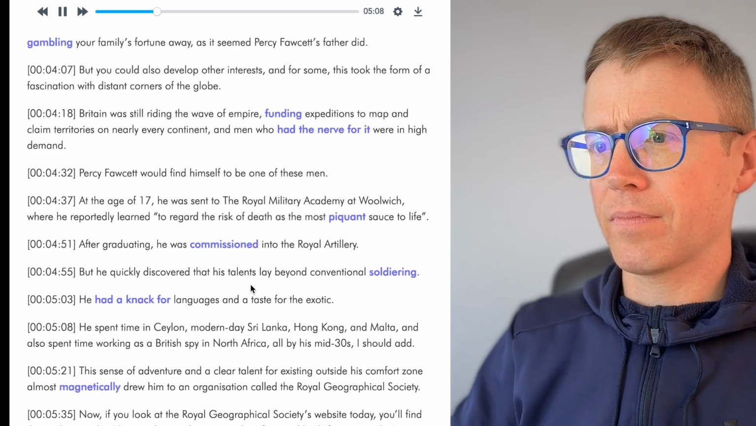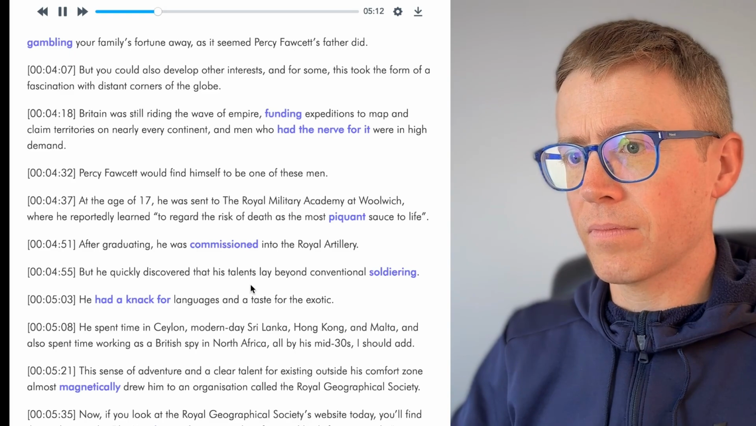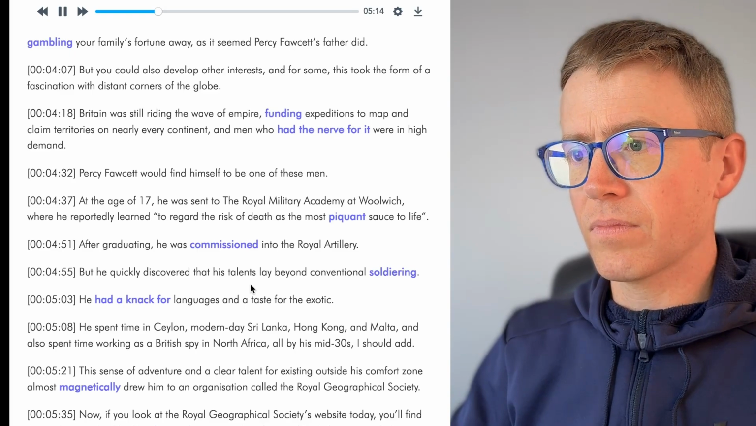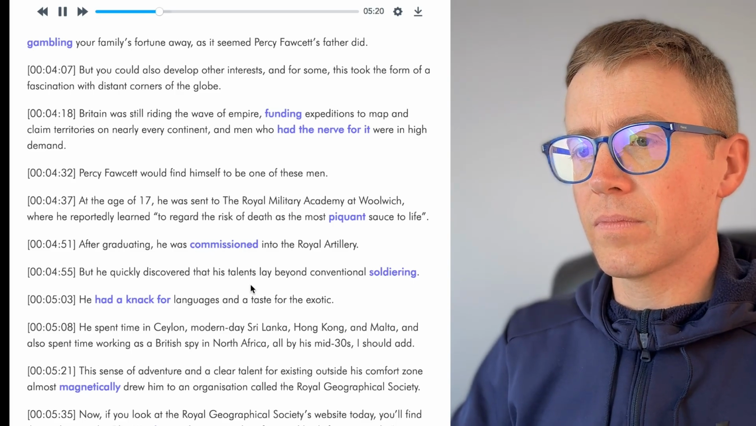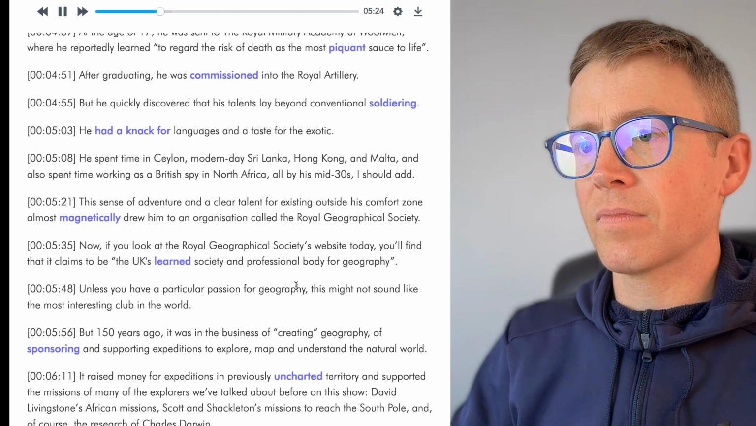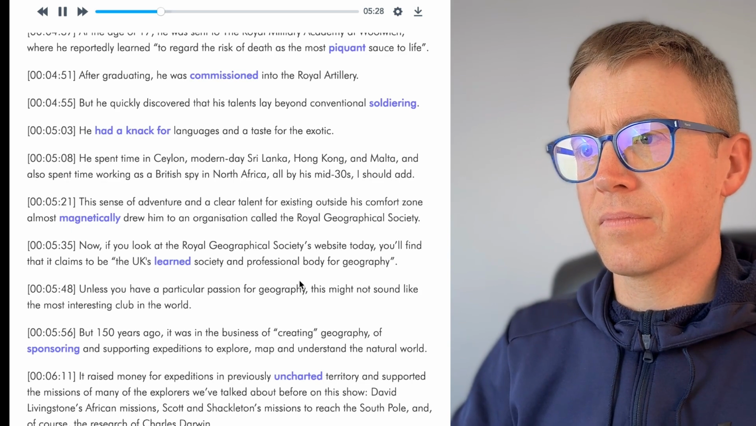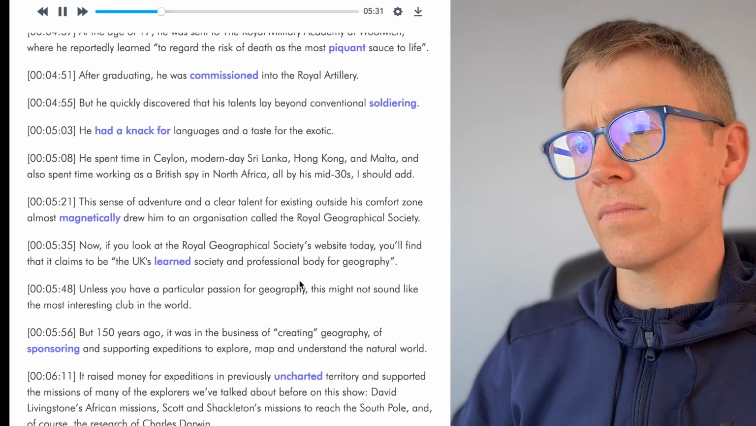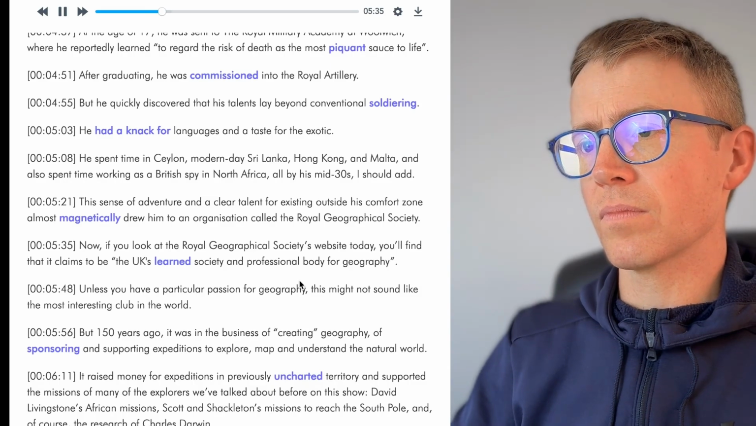He spent time in Ceylon, modern-day Sri Lanka, Hong Kong, and Malta, and also spent time working as a British spy in North Africa, all by his mid-30s, I should add. This sense of adventure and a clear talent for existing outside his comfort zone almost magnetically drew him to an organisation called the Royal Geographical Society.